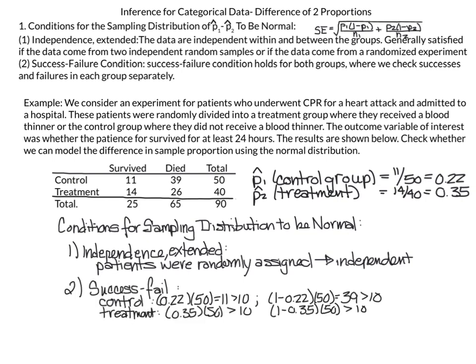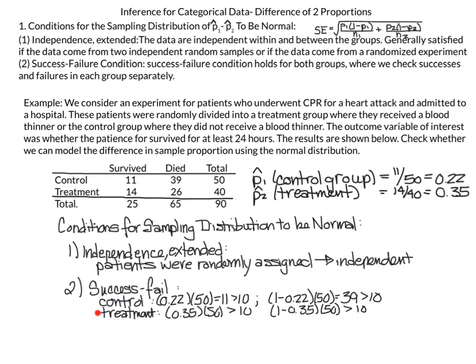The second condition is success-failure. The success-failure conditions are that we have at least 10 successes and 10 failures. In this case, you can see in the control group, we have at least 10 successes and 10 failures. In the treatment, we also have 10 successes and 10 failures. Your data isn't always given to you this way, so you should also be used to using this formula.